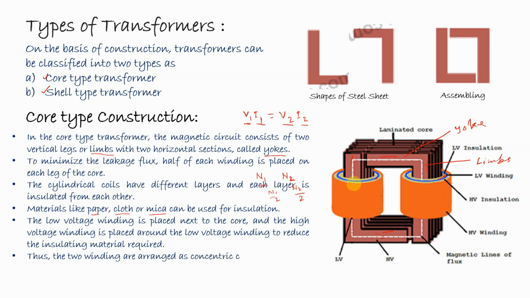Here the two windings are arranged as a concentric coil. Such type of winding is also called the concentric winding or the cylindrical winding, because the shape looks like a cylinder and the coils are concentric. So that's why it is also called a concentric winding or the cylindrical winding. So this is the type of the core type transformer.